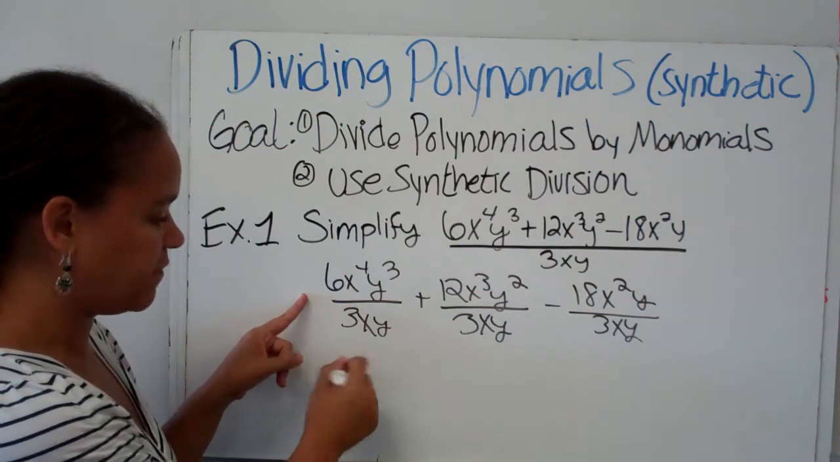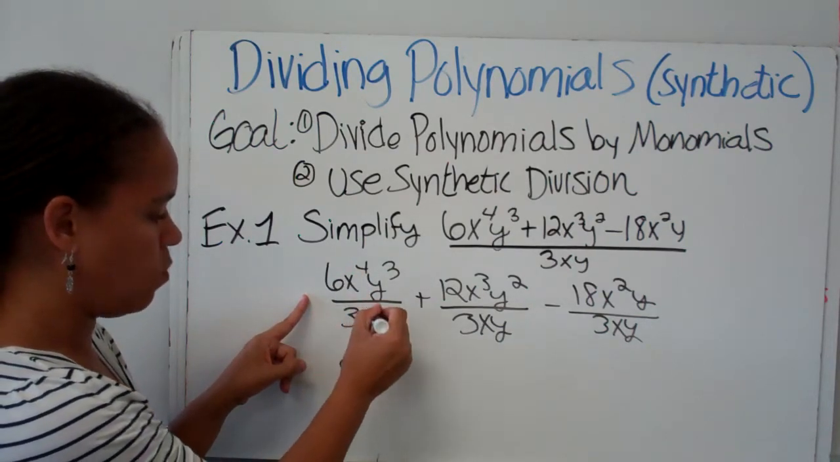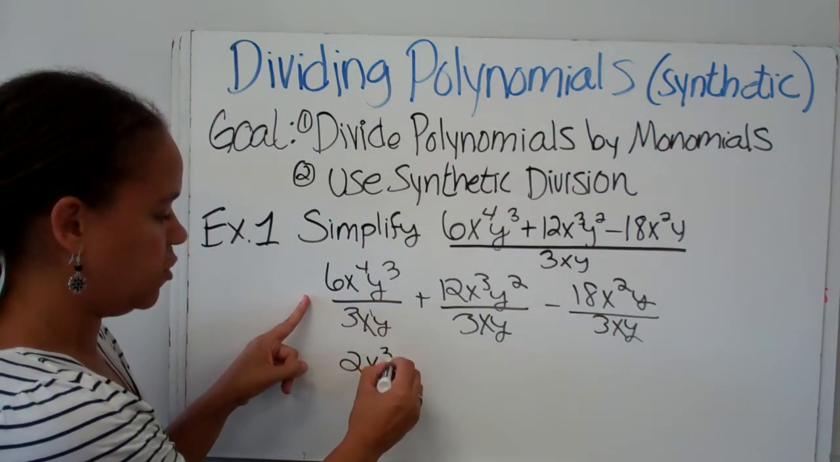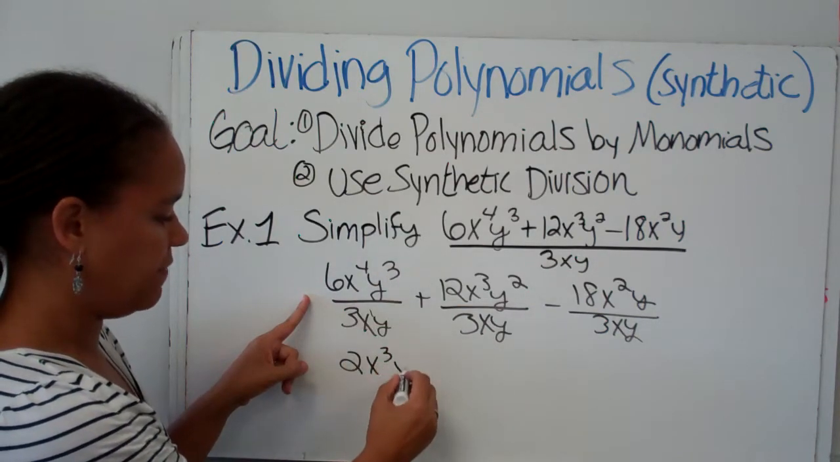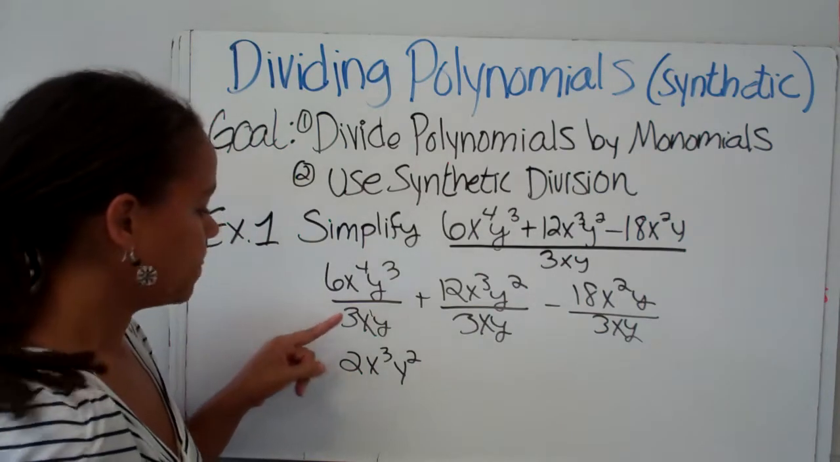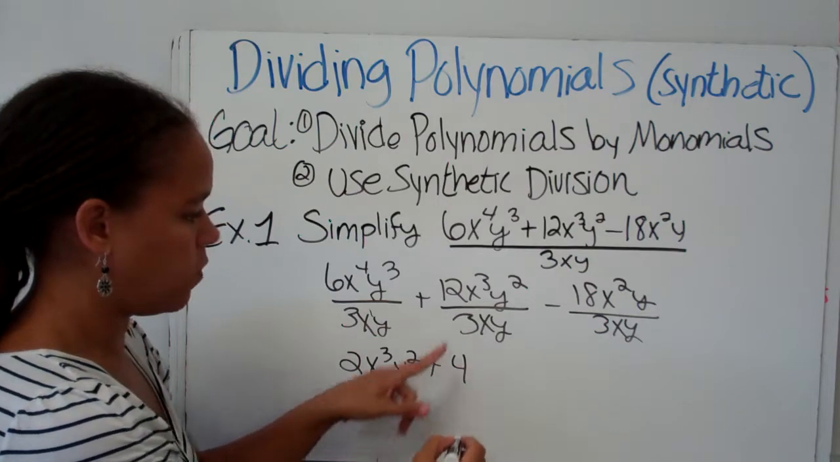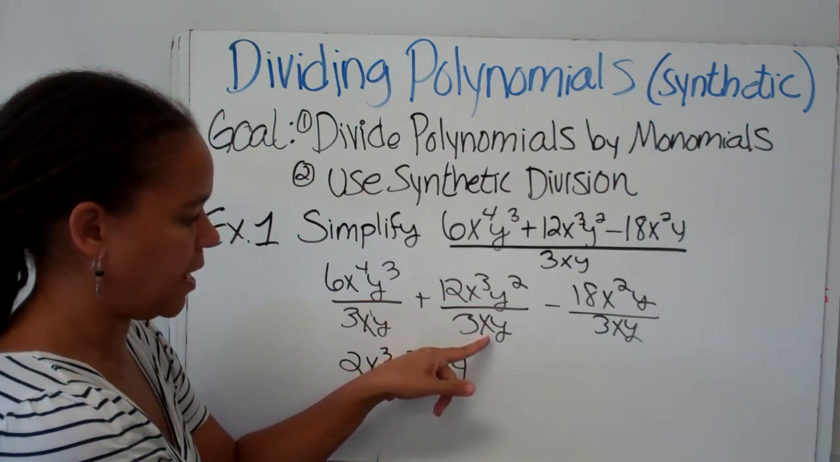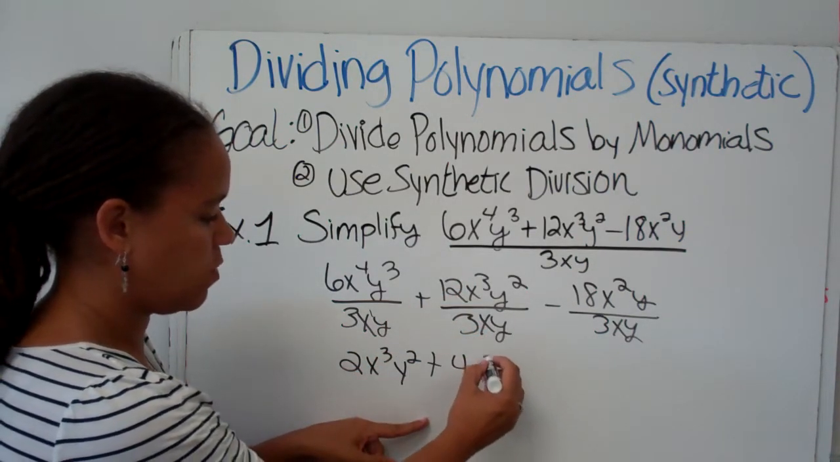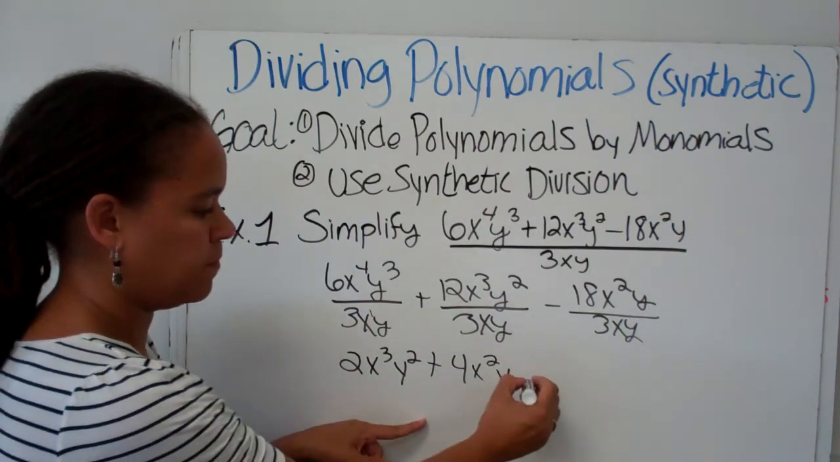So we're simplifying 6 over 3, of course that's just 2. And then x to the fourth up top, x to the 1 down low. That leaves us x cubed if we subtract. And that would leave us with y squared if we subtract. Plus 12 over 3 is 4. X cubed up top, x down low. So we have x squared up top. Y squared and y means we're just left with y.